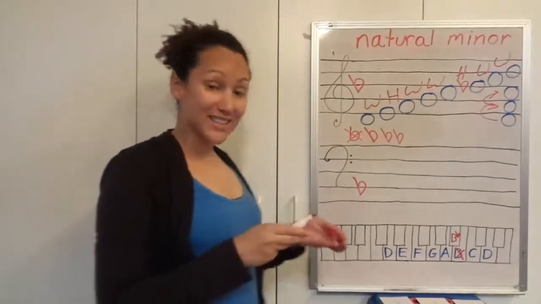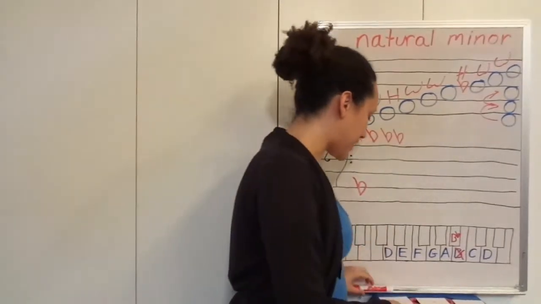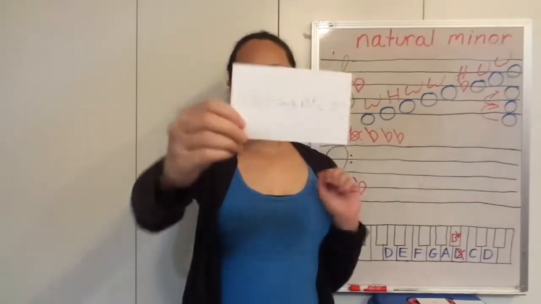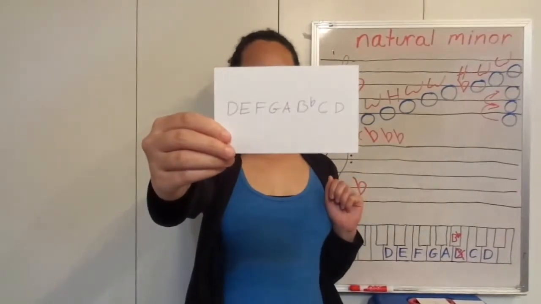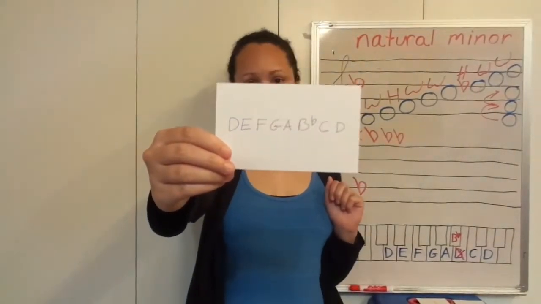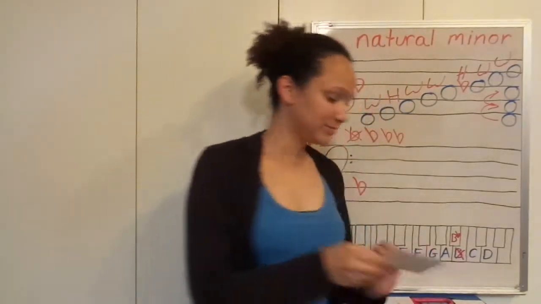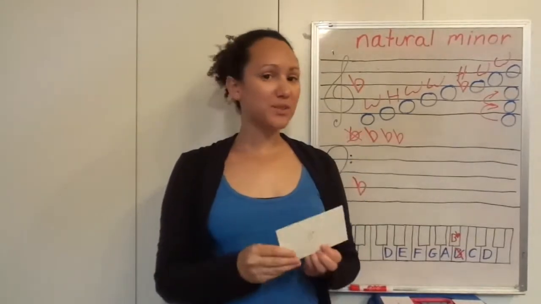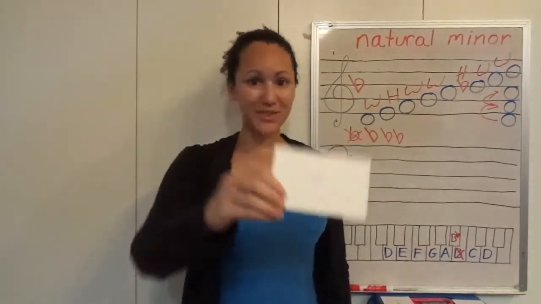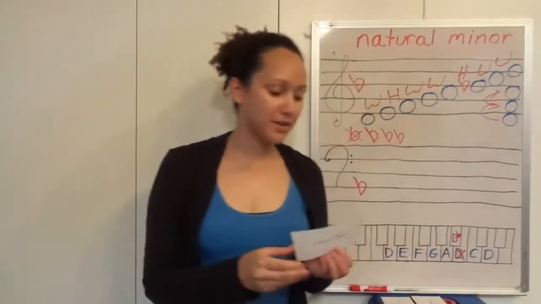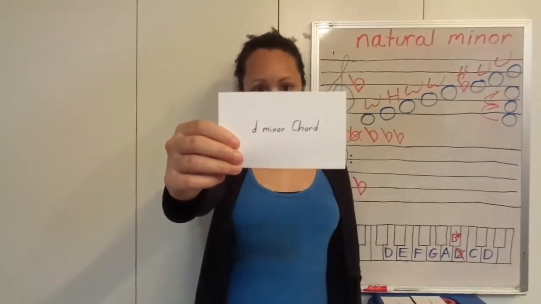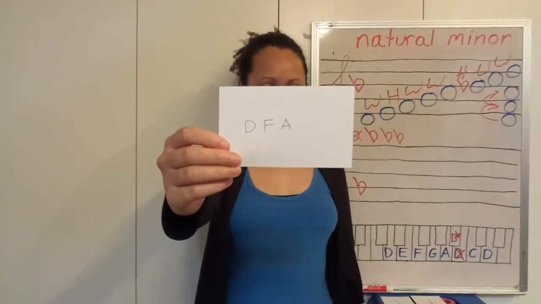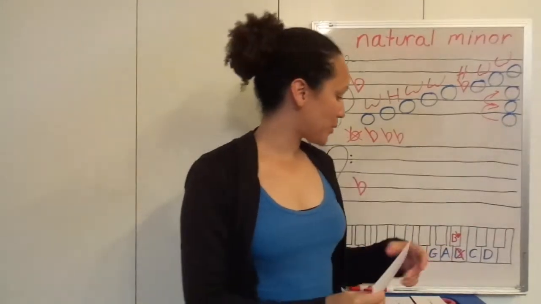There we are. Alright, take out your flashcards, and we're going to make 3 more. D minor scale. Go ahead and write out the D minor scale. D, E, F, G, A, B flat, C, D. The D minor key signature, and that's just B flat. So it's easy because it's our first flat scale for minor. And then D minor chord, and it's D, F, and A. And that gives us the D minor chord.